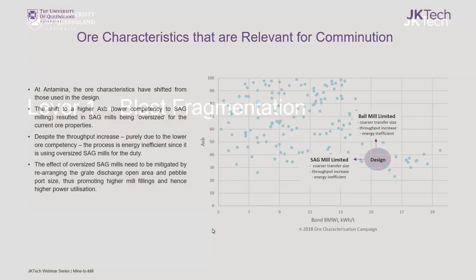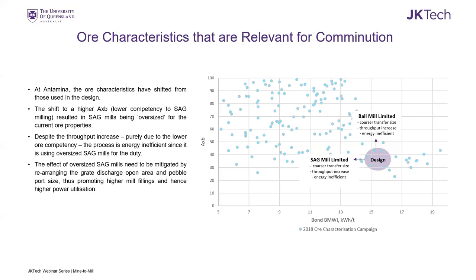So this is a case study, a large copper operation in Peru, Antamina. I just wanted to show the importance of ore characterization. So these are some ore characteristics that are relevant for comminution. And we are talking about two tests, the JK drop-weight test or SMC test that provides a number of work indices, including the A times B value on the y-axis in this graph.